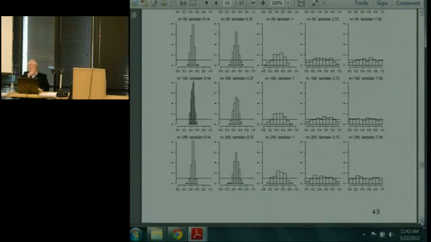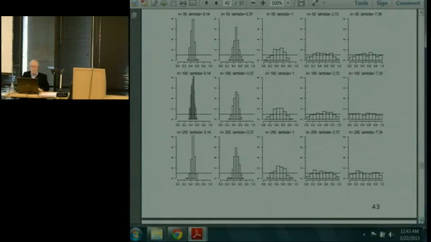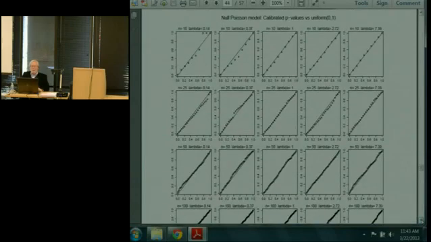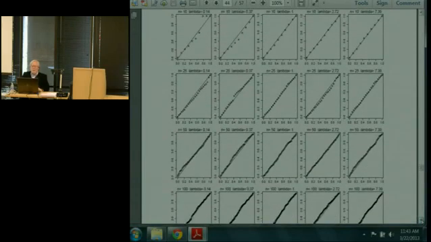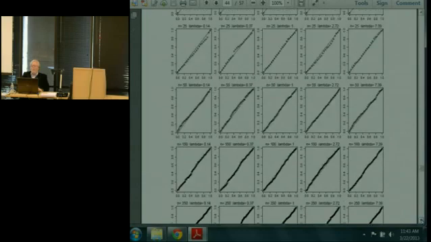So one way to measure closeness to uniformity is with histograms that are close to flat, like the ones here. Another way is to plot the quantile plot and see if it's close to the 45-degree line. And so we did that on the next page. And everywhere you look, our answers are really close to well-calibrated.